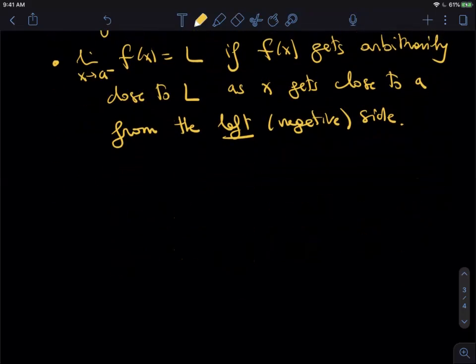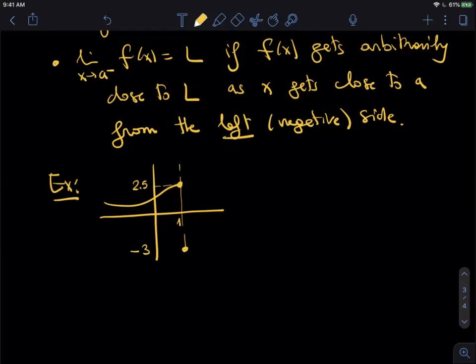So let's see some examples. Let's say I have here x equals 1 and I have a function. So this is 2.5, and I have a function that goes like this. And this is -3. And the function continues like a line, something like this.